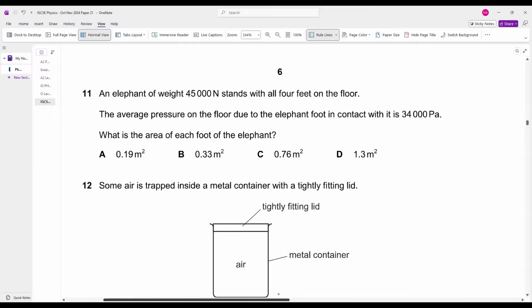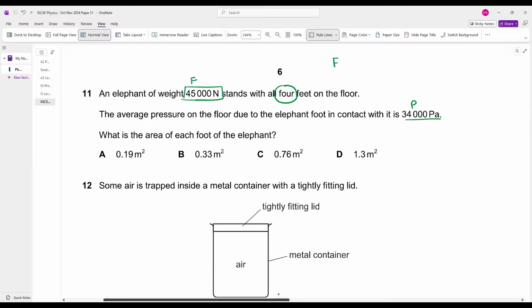An elephant has a weight of this, and stands with all 4 feet on the floor. The pressure on the floor due to the elephant in contact with it is this. This pressure has come, this is your force, but this is the force for 4 feet.